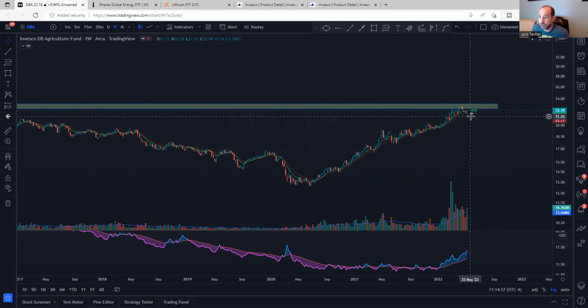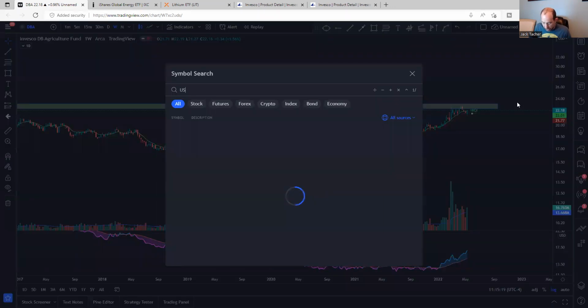Don't get me wrong, I may actually put it at the low of this day. Low is 21.27, so let's call it 21.25. So again, you're only risking 75 cents on this particular trade by putting your stop right there. And it looks like buyers did show up there. So an interesting one. That's DBA. What else are we looking at?